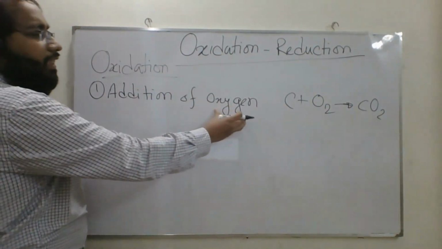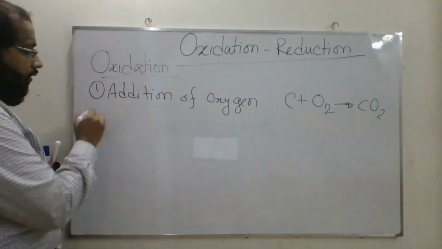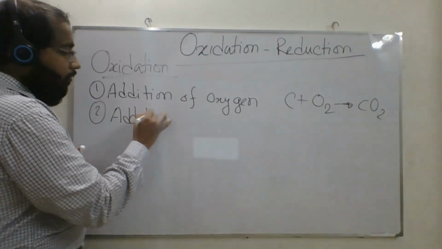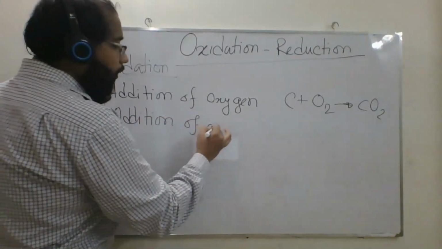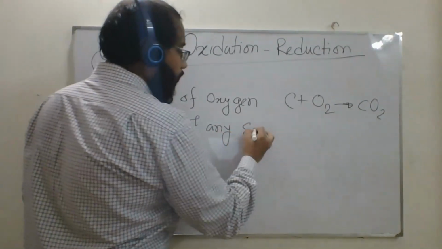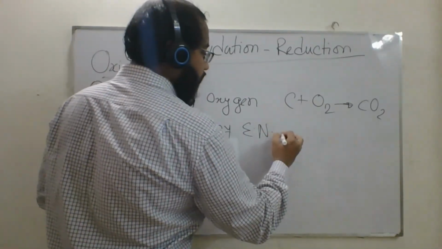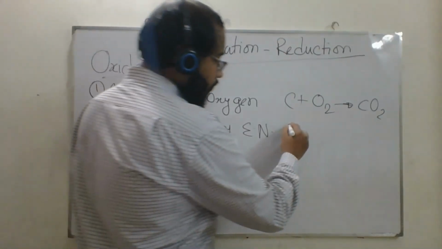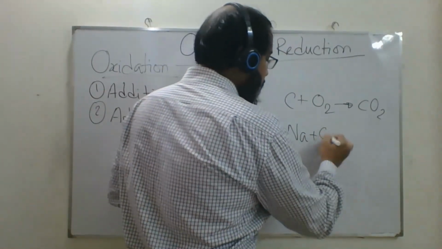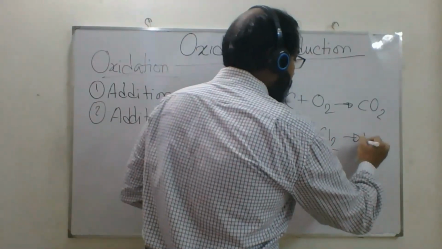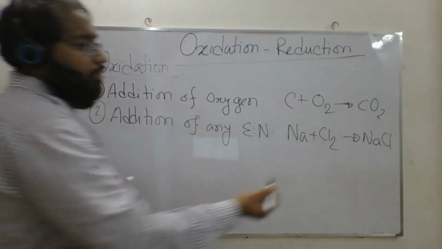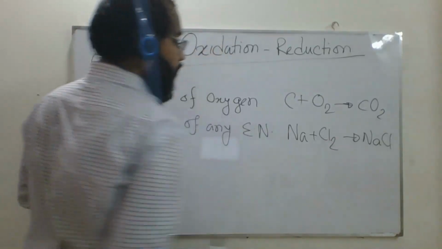So oxygen is an electronegative element. Now the second point is addition of any electronegative atom. Here chlorine is the electronegative atom and chlorine is added to sodium, so we get sodium chloride. So this is oxidation of sodium.